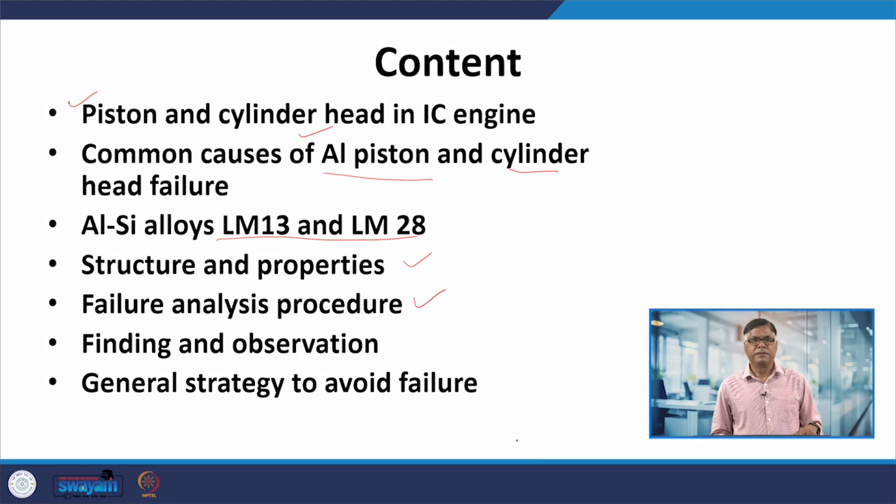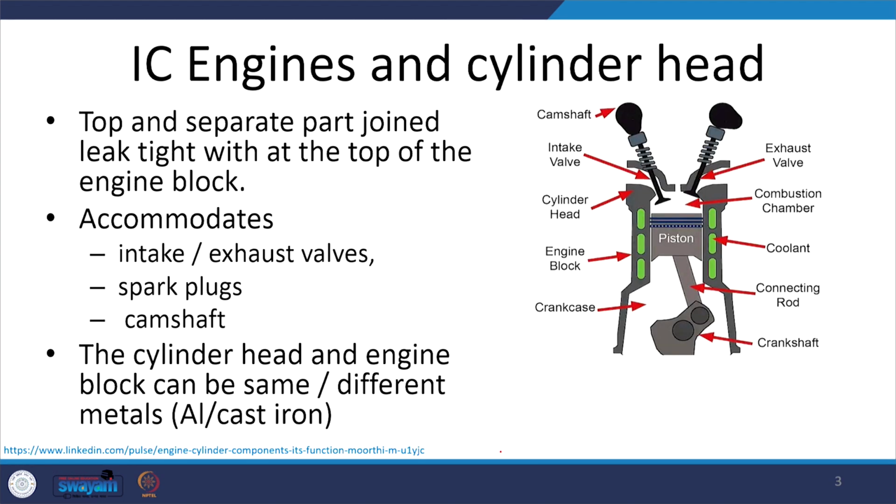Okay, these are the different components related to this presentation. In IC engines, these are the main components we can see in this diagram. The camshaft regulates or operates the valves for the inlet of the fuel mixture and the exhaust of the burnt gases. Then there is a cylinder head at the top of the engine block, and the engine block is where everything is fitted. Inside the cylinder there is a piston.